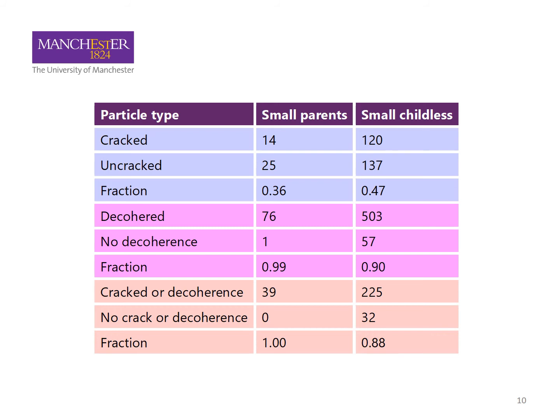Only about 36% of parents actually cracked internally, whereas 47% of childless particles had cracked. So it was more common for childless particles to have cracked than parents, which wasn't expected. 99% of the parents had decohered from the matrix, so almost all of them, and 90% of the childless particles had. But all of the small parents had cracked or decohered.